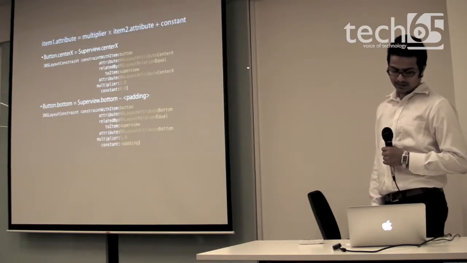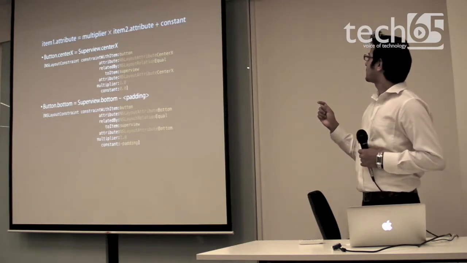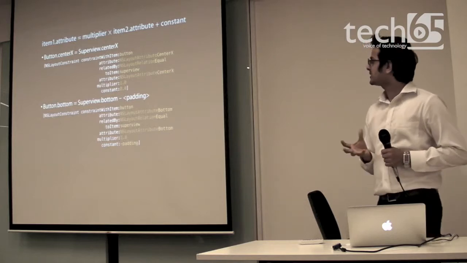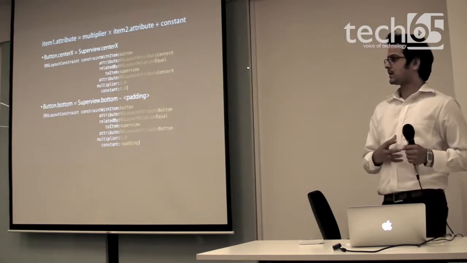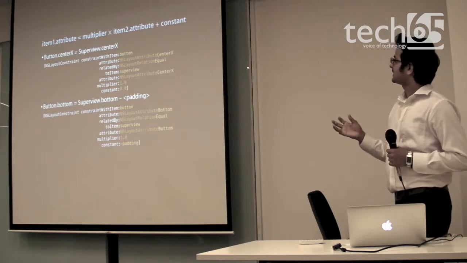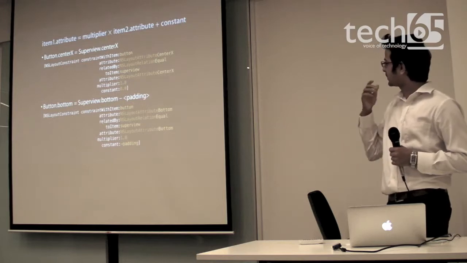So in this case, your button is your item 1. So that's where you put the constraint with item button. Attribute is where you want to position it: center or left or right or top or bottom. And related by is where we have specified equal. You can specify a lot of other things also, which we are going to talk about.